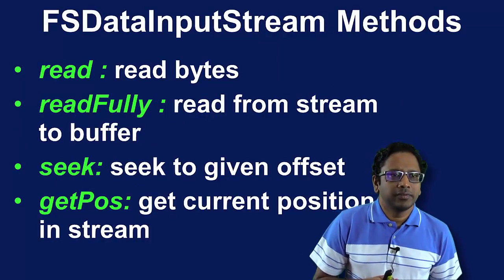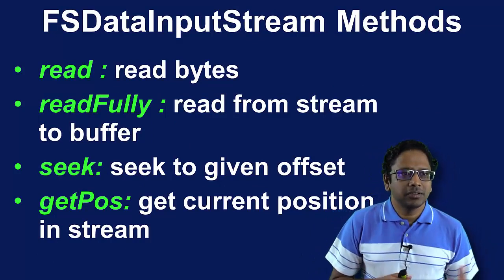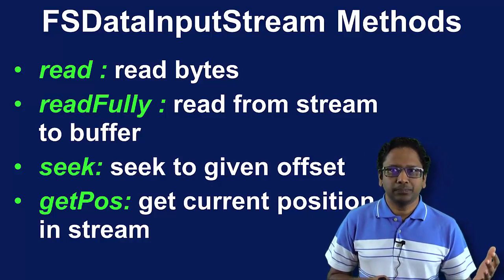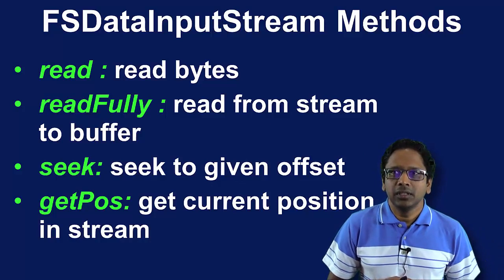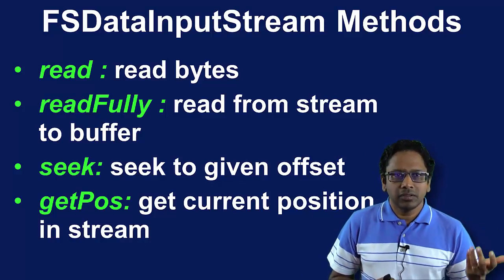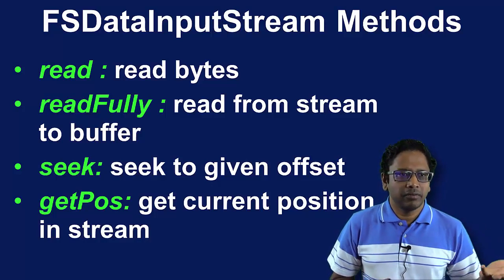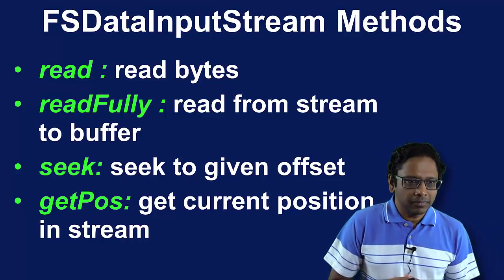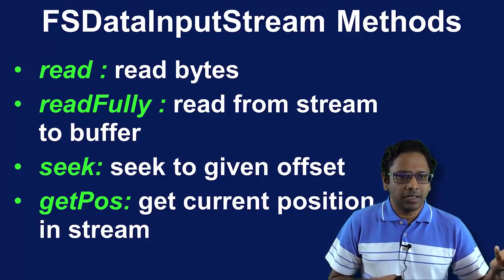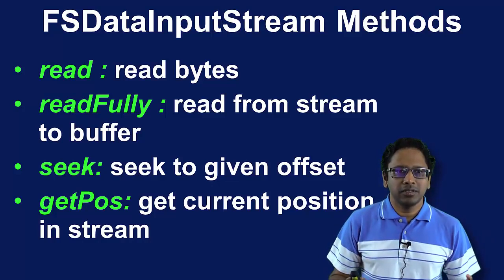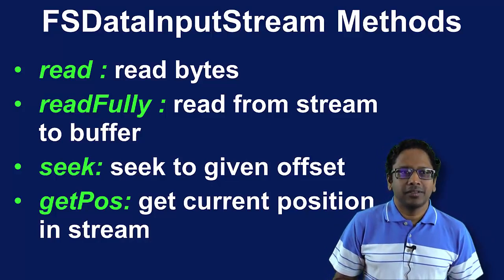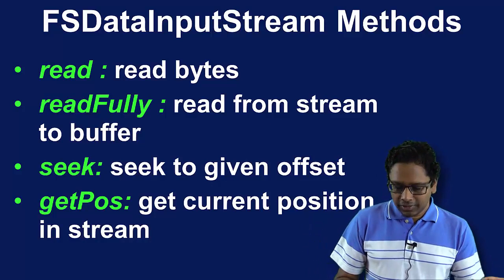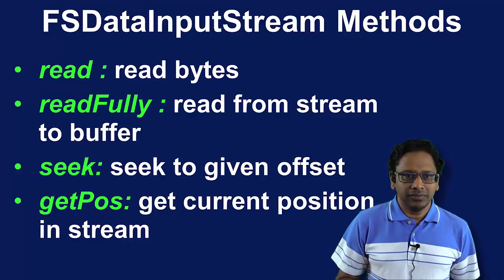So, a quick overview of the FSDataInputStream methods. There's a read method that lets you read bytes from a given position into a particular given buffer. readFully will read from the stream into the given buffer. Seek seeks to an offset in the stream, and getPos gives you the current position in the stream. So all these are so that you can seek to a particular location and read data from there. This set of methods in this class will be useful for that.